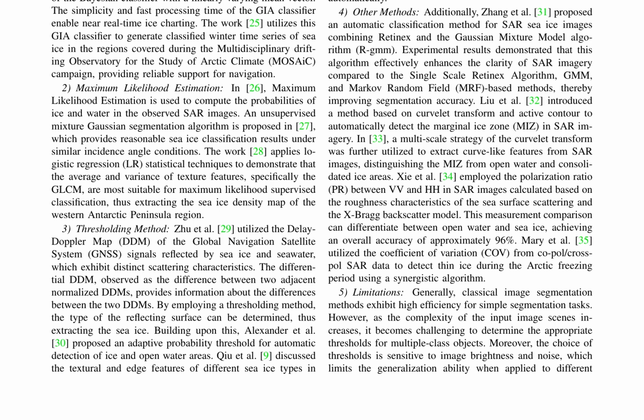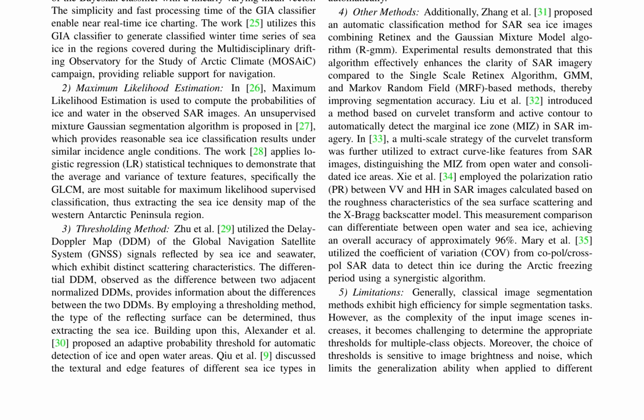in SAR imagery. Multiscale strategies of the curvelet transform have been utilized to extract curve-like features from SAR images, distinguishing the MIZ from open water and consolidated ice areas. Polarization ratio, PR, between VV and HH in SAR images has been employed to differentiate between open water and sea ice. Coefficient of variation, COV, from copol and crosspol SAR data has been utilized to detect thin ice during the Arctic freezing period using a synergistic algorithm.